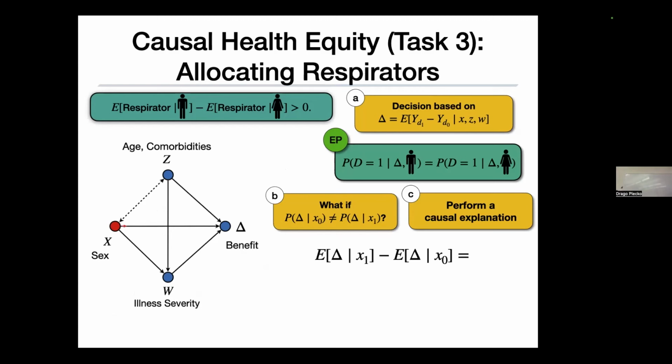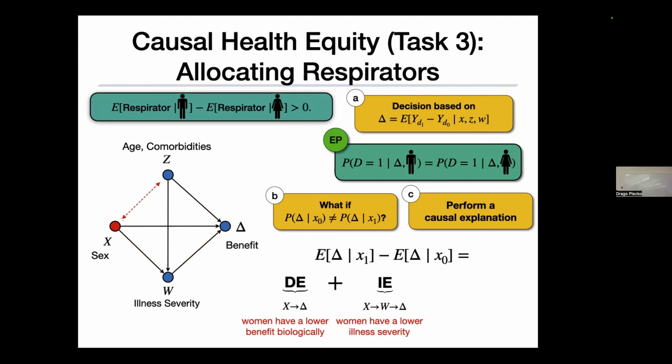So the difference in the benefit can be explained by direct effect, which means that women may have a lower biological benefit from mechanical ventilation. It's a possibility. It's not true in the data, but it's a possibility. Could be the indirect effect. So maybe women are less sick in this data, and then they require less mechanical ventilation. And then it could be the case that women in ICU are younger on average, right? This could also be another explanation.